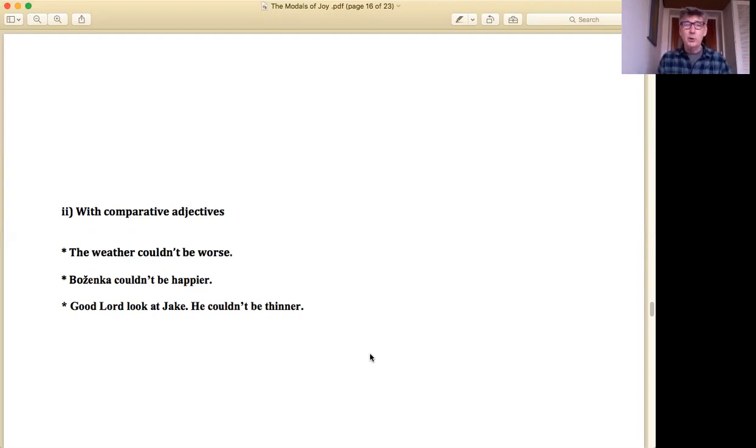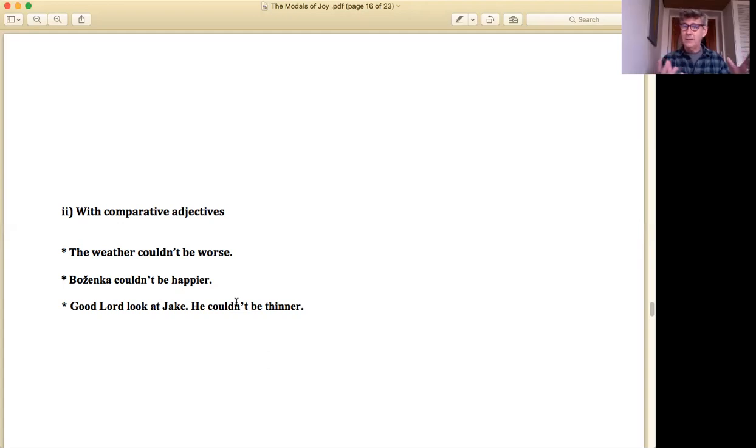So the weather couldn't be worse. You can see here that it's often with couldn't be, and we have worse as our comparative. It means it's just horrible. Boženka couldn't be happier. All right, now that's how she felt when she finally could kick me out. She couldn't be happier. All right, so this is just a structure we use, and just to make you aware of it. I couldn't be more worried. I couldn't be more tired.